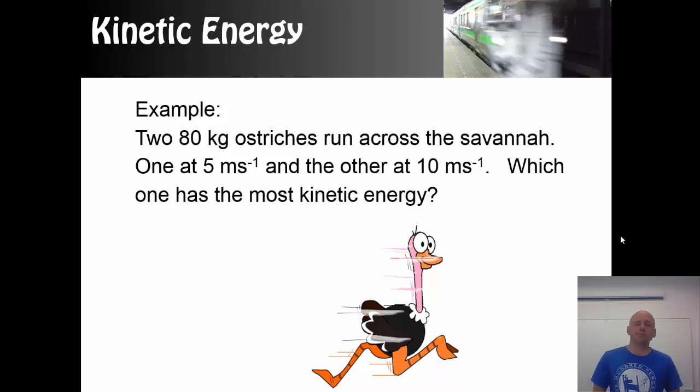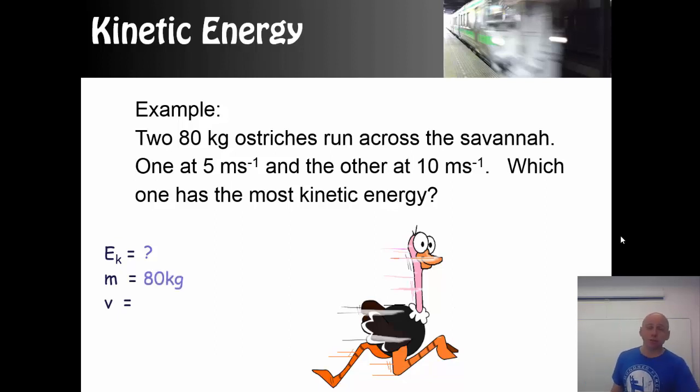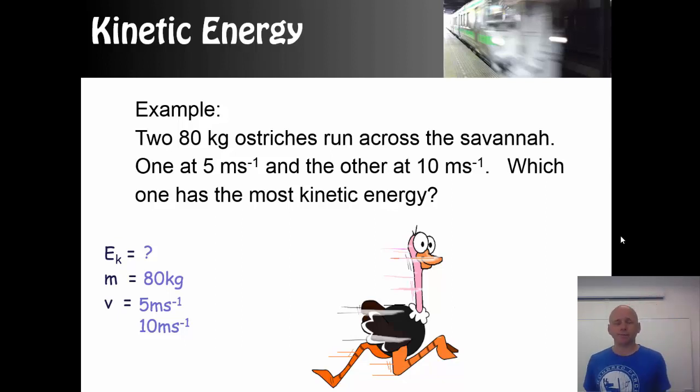Well, of course, you know it's going to be the one moving faster. Again, that will get you Achieved, but if you want Merit or Excellence, you're going to have to do some calculating. So write down what you know and what you don't know. What we're looking for is kinetic energy. The mass of both ostriches is 80 kilograms, and one ostrich is moving at 5 meters per second, the other at 10 meters per second.